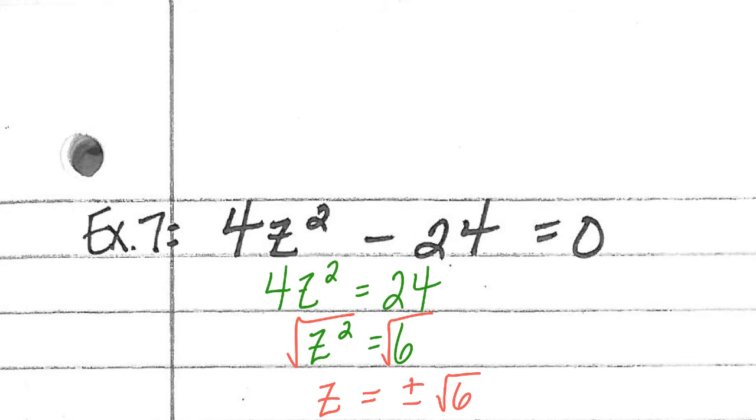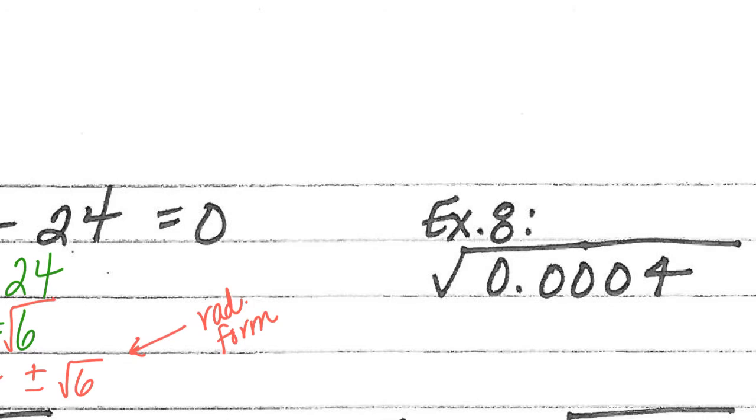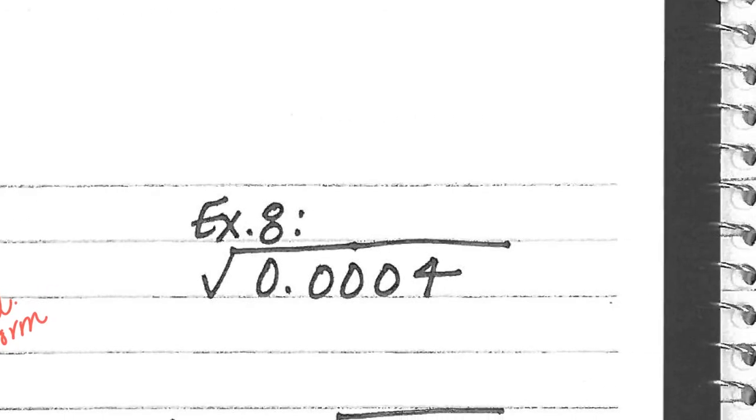I repeat, I do not want it in decimal form. You want to leave it in radical form. So we always want to leave it in radical form, because this whole section is talking about these roots. So we're going to get into a lot of good stuff where you want to leave it in radical form.